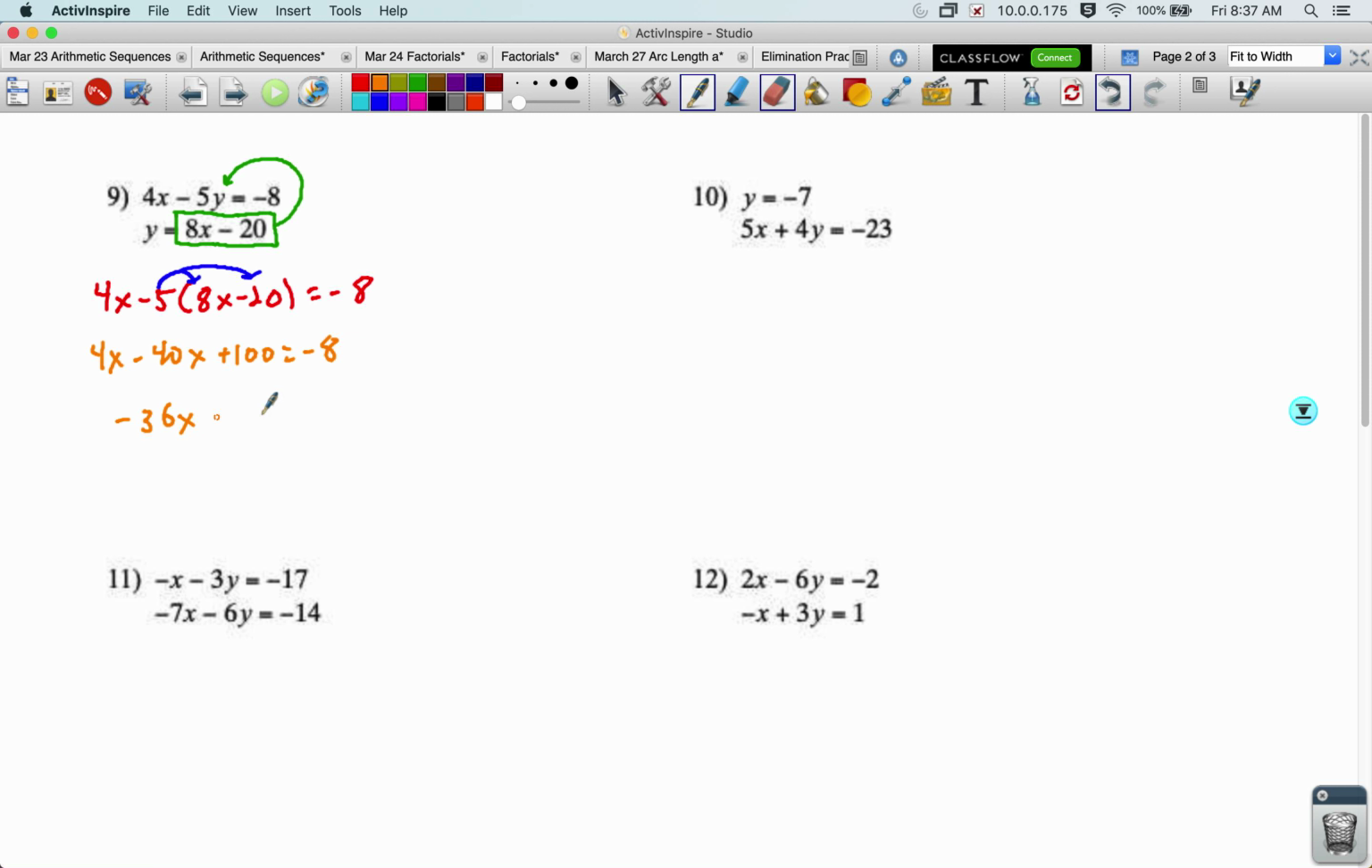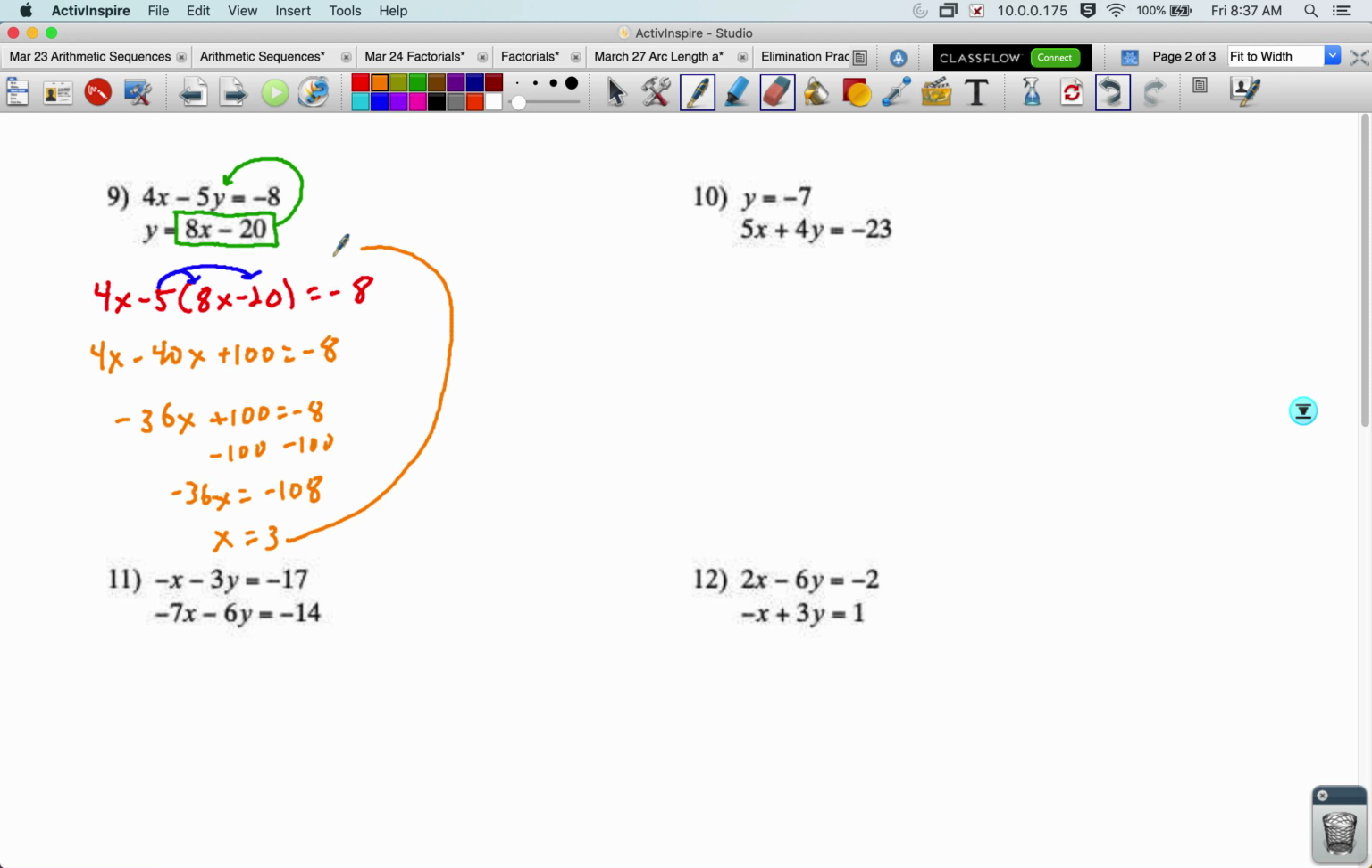Negative 36x plus 100 equals negative 8. Minus 100, minus 100. Negative 36x equals negative 108. Let's double check that that divides in evenly. 108 divided by 36 is exactly 3, so we get x equals 3.